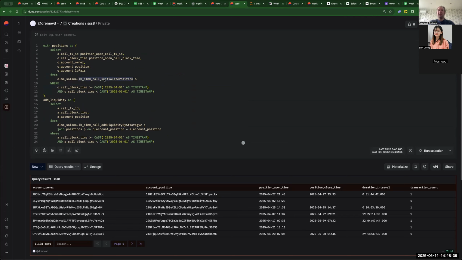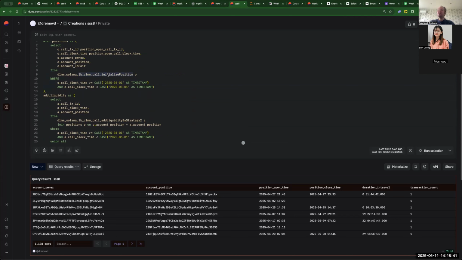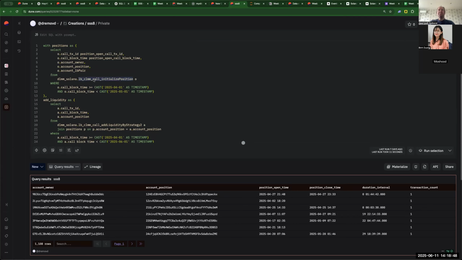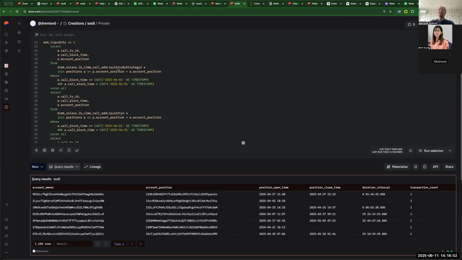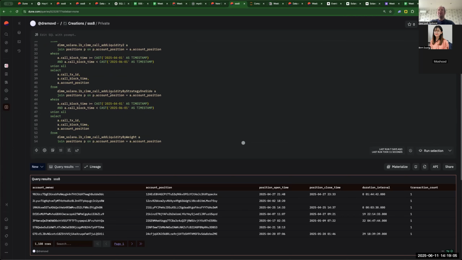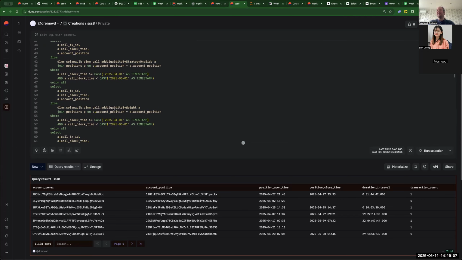Here, more or less, this is the only way I found that the position could be initialized. And then there are a number of different events that could result in adding liquidity to the position for the wallet: add liquidity by strategy, add liquidity two, add liquidity by strategy one side, add liquidity by weight, add liquidity one side.